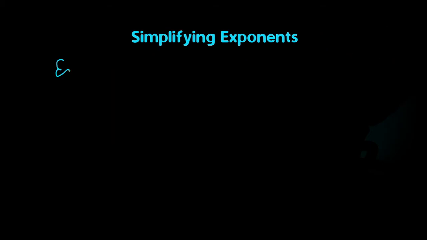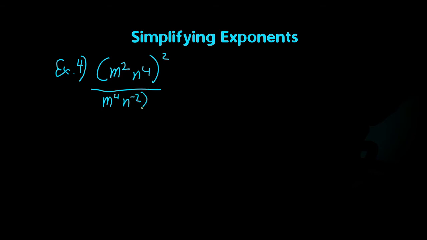And for example 4, our final example, we'll have m to the 2nd power times n to the 4th power whole squared over m to the 4th power. Oh, that's a terrible 4. Let me fix that. m to the 4th power times n to the negative 2nd power whole negative 1 squared. I mean negative 1 exponent.